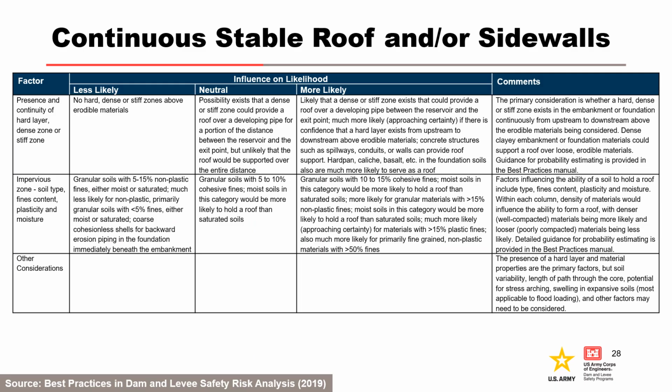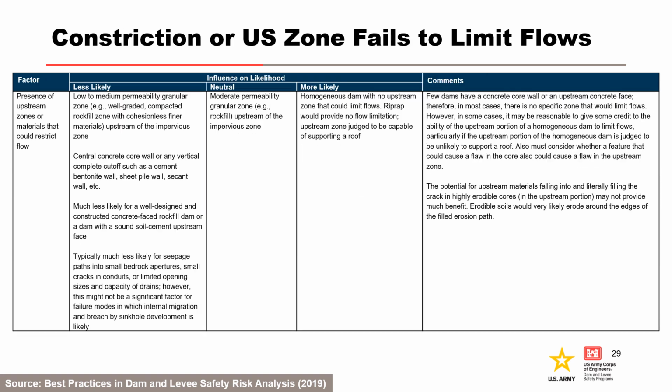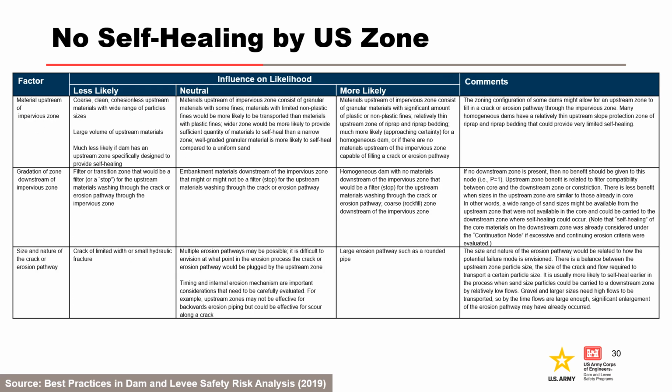The factors in this portion of the table address a continuous stable roof and sidewalls. The factors in this portion of the table address upstream flow limitation. And the factors in this portion of the table address self-healing by an upstream zone.